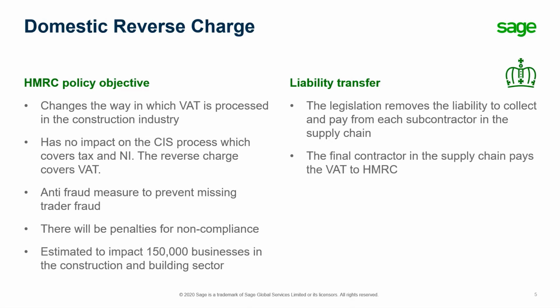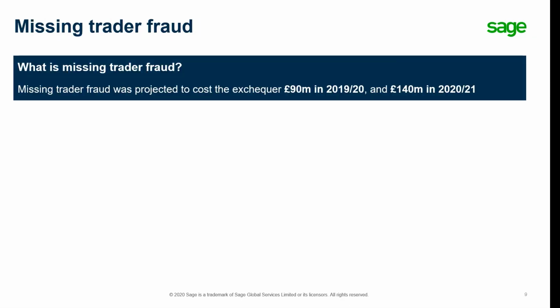Domestic reverse charge means there will be a liability transfer. It's going to introduce notional VAT to contractors in the middle of the supply chain. That moves the liability away from them, transferring it up to the final contractor in the supply chain, who will then pay that to HMRC.